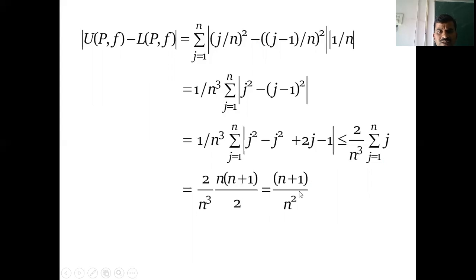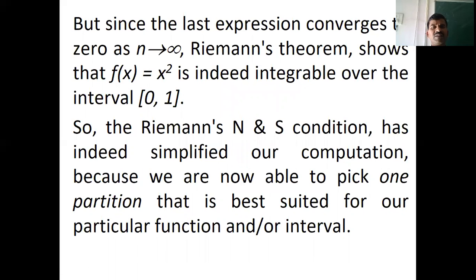So what is the end of this result? UPF minus LPF winds up as (N plus 1) by N square. Since this expression converges to 0 as N approaches infinity, it means that as long as you can take as many divisions as you like, the expression converges to 0. That is what Riemann's theorem shows: the function f of x equals x square is indeed integrable over the interval 0 to 1.